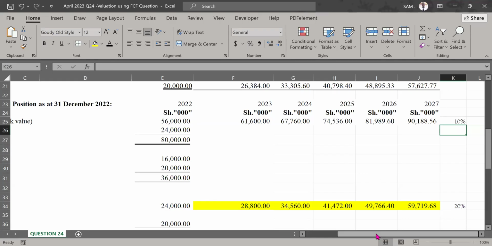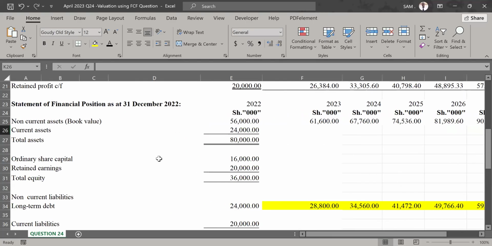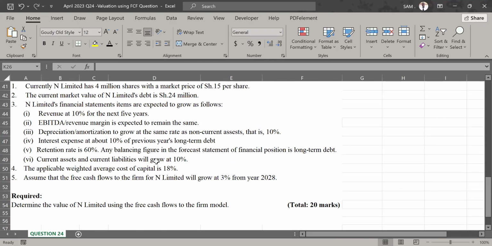Let's go and effect the next adjustment or correction which was done, and that is in note number 4, where we are told interest expense is at about 10% of previous year's long-term debt. Initially, there was an additional wording there that was saying which will grow at 20%. I hope you remember that part. It was long-term debt which will grow. And so according to the corrections, we have done away with that part of which will grow. So we are stopping at long-term debt.